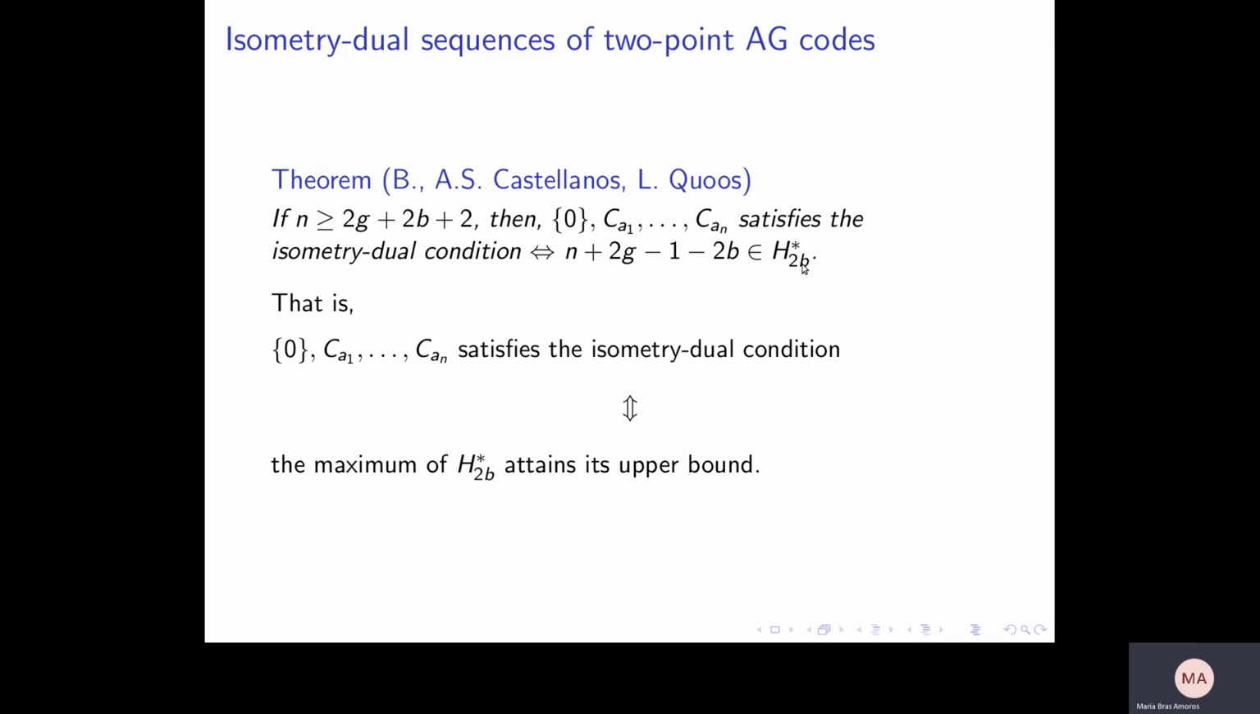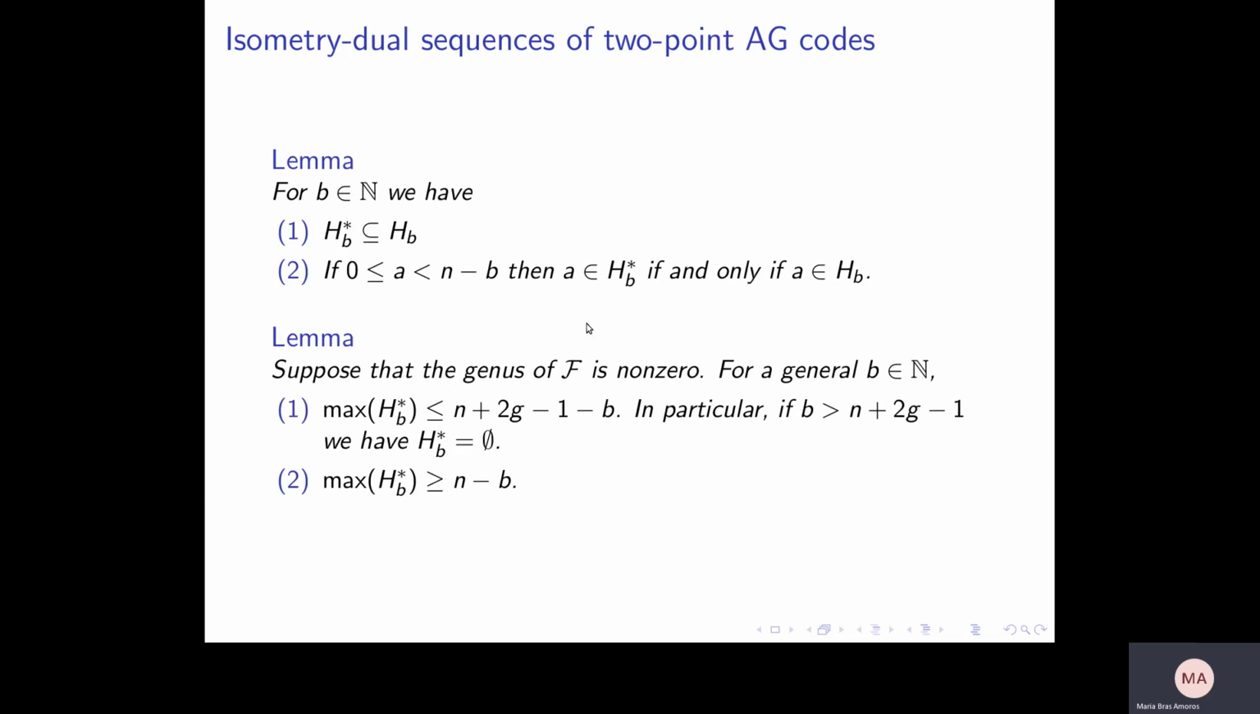Notice that in the case b equal to 0, which was the case of 1-point codes and which was the case of Gael, Munuera, Ruano, and Torres, we don't need these two here because it's the same 0 or 2, 0. But once we have non-zero b's, then we need to add these two here. So notice that also this number here is exactly the upper bound that we saw for H star. We saw that the maximum of HB star is at most n plus 2g minus 1 minus b.